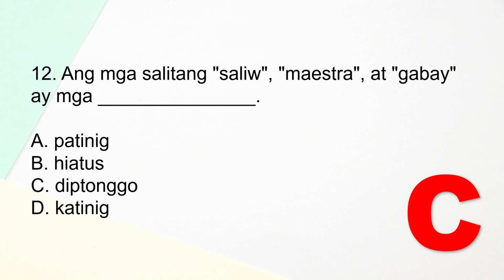Okay, ang correct answer ay letter C, diphthongo. So, diphthongo ay kombinasyon ng dalawang magkasunod na patinig sa iisang katinig. Karaniwang patinig plus semi-vowel like aw, ay, oy, iw. So, sa mga salitang saliw, may iw na diphthongo.